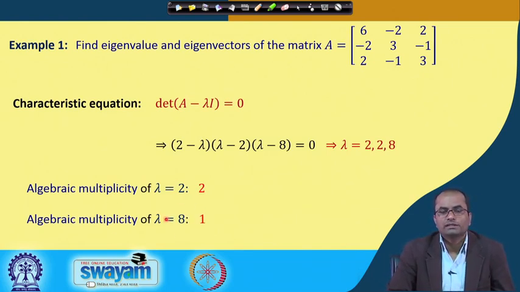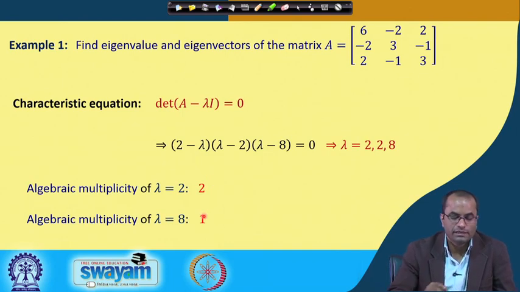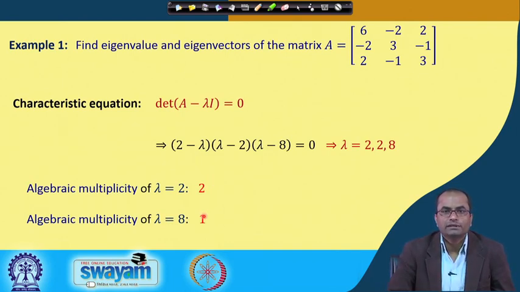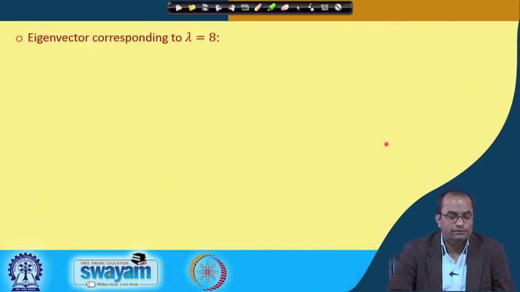So, this is how the algebraic multiplicity is defined. To define the geometric multiplicity corresponding to lambda equal to 2 or lambda equal to 8, we need to get the eigenspace of these eigenvalues.